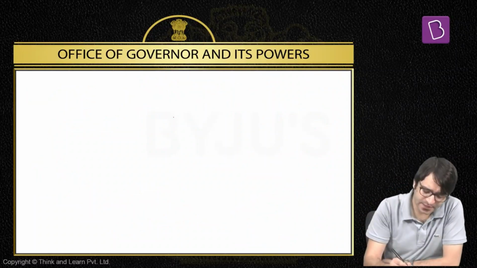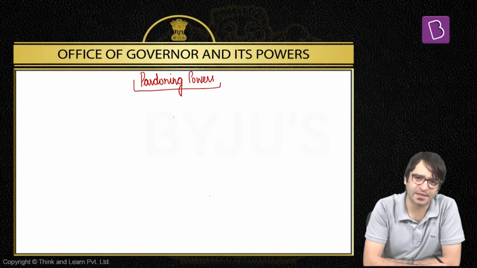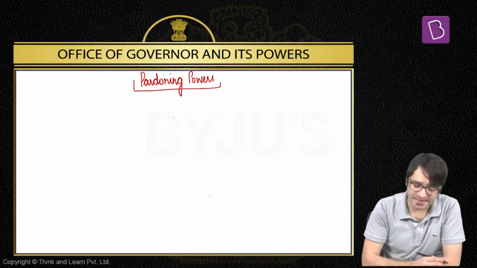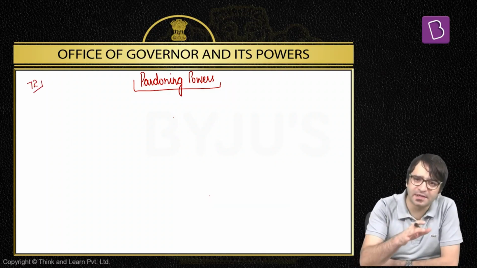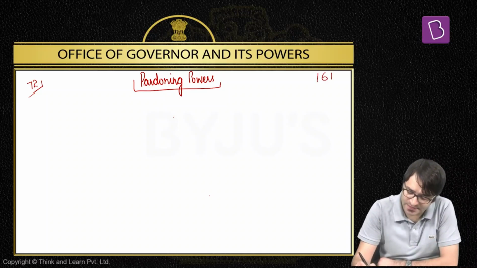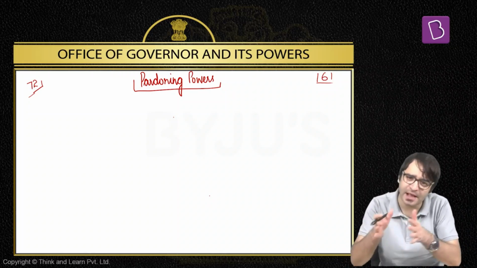But now let's look at the pardoning power. Because when we discussed union executive, then we discussed president of India. I told you pardoning powers of the president we will discuss when we discuss the office of governor as well. So what is this pardoning power that is available to the president under Article 72 of the Constitution, and that is something available to the governor as well. President enjoys these pardoning powers under Article 72. The governor enjoys under Article 161 of the Constitution. But there is a difference, and we will explain what the difference is in the pardoning powers of the president and the pardoning powers of the governor.